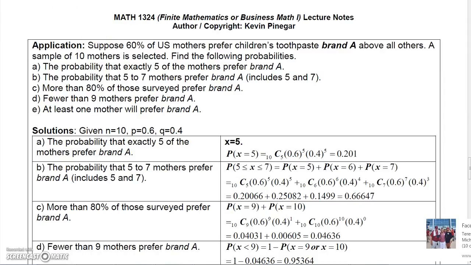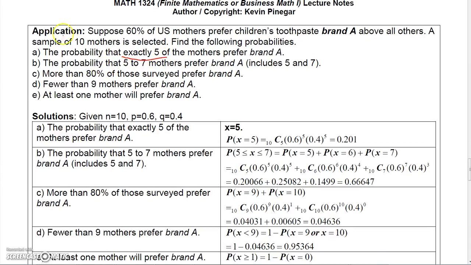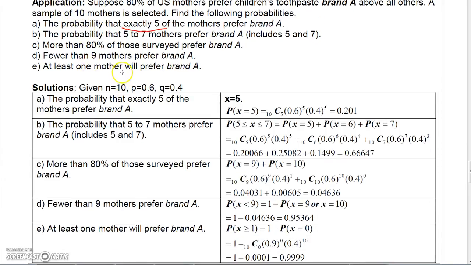Now, let's take a look at an example here. Suppose 60% of mothers prefer toothpaste brand A above all others. Let's say a sample of 10 mothers is selected. So basically we're saying the probability that a mother chooses brand A is 0.6 and the probability she doesn't choose brand A is 0.4. So let's find the probability that exactly 5 mothers prefer brand A. Now N is 10 here because I have 10 mothers, so that's like 10 trials. And P is 0.6 and Q is 0.4.